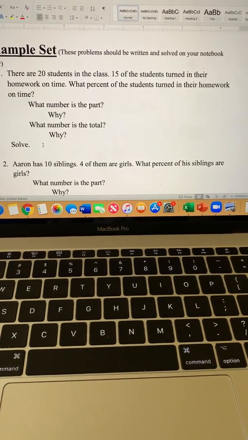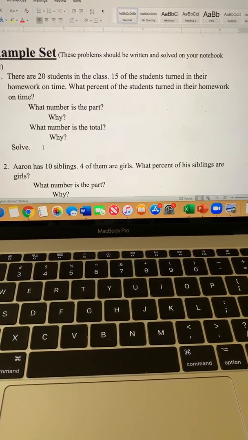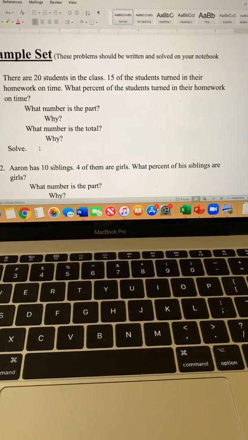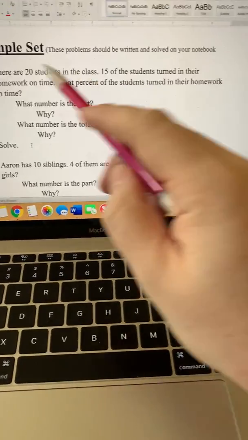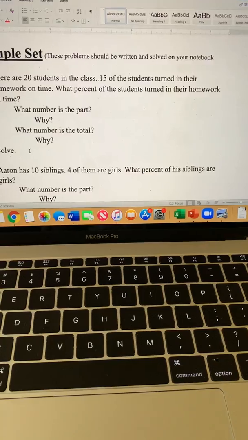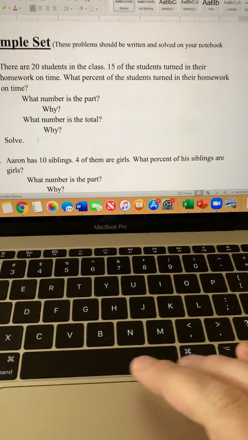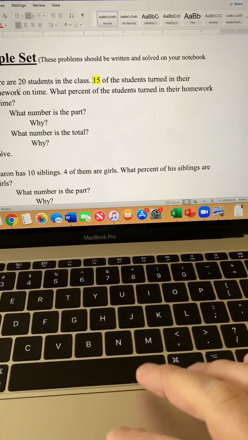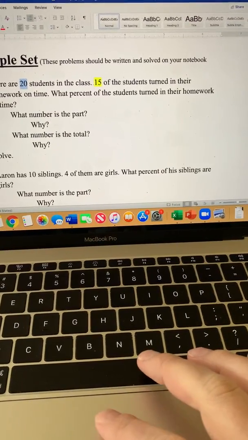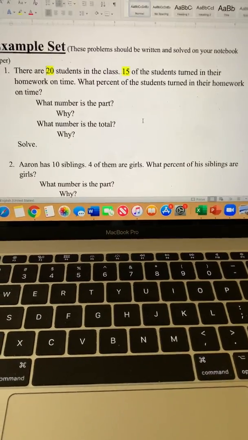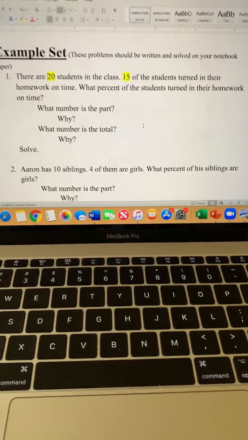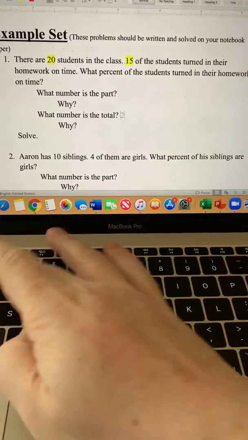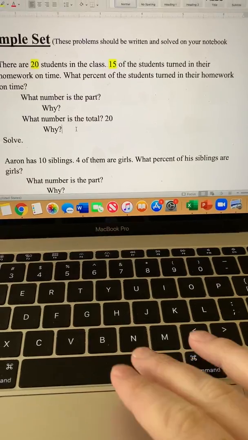Example 1. There are 20 students in the class. 15 of the students turned in their homework on time. What percent of the students turned in their homework on time? I know that I'm trying to solve for percent, and I know that I have a part and a total, and I have to decide which number is my part and which number is my total. I'm going to be working with the numbers 15 and 20. There are 20 students in the class, so I know that that number is going to be my total.